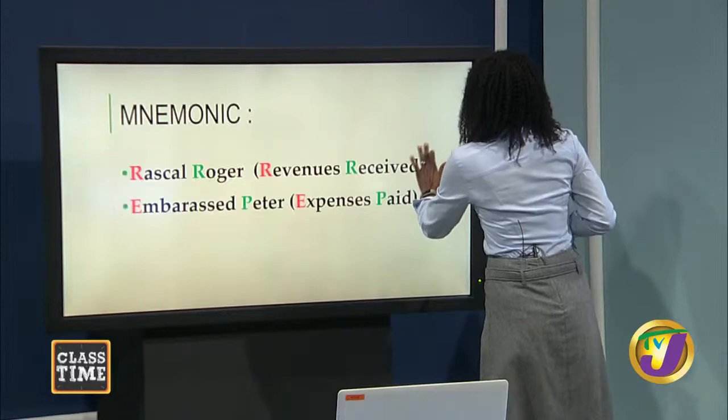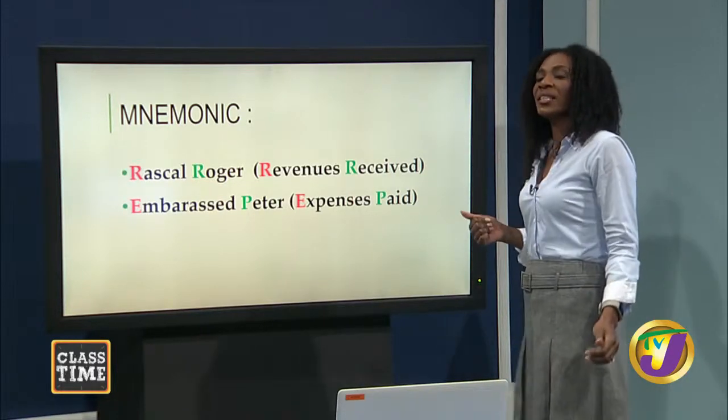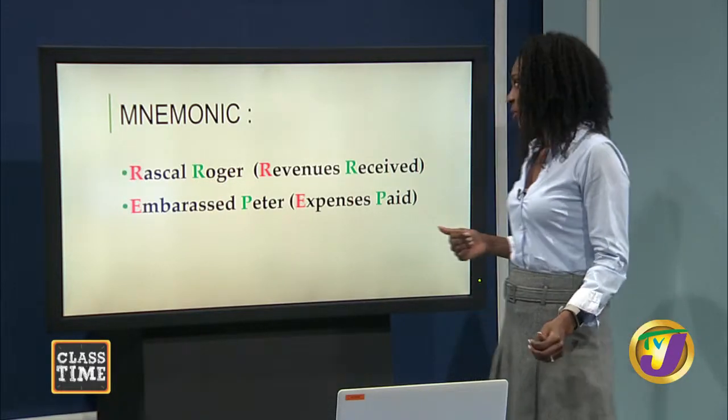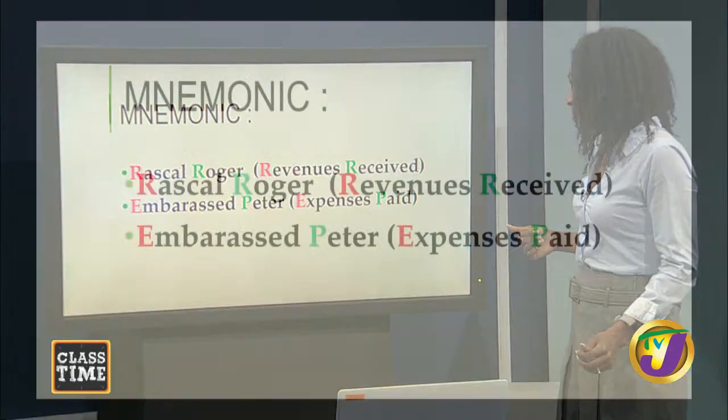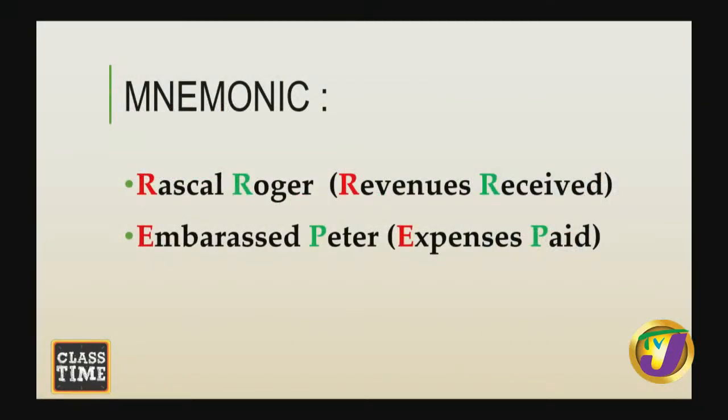Now, I made up a little mnemonic to help you. Rascal Roger embarrassed Peter. Rascal Roger, revenues are received. Embarrassed Peter, expenses are paid. Can't forget that. Hold it. Don't let it go.